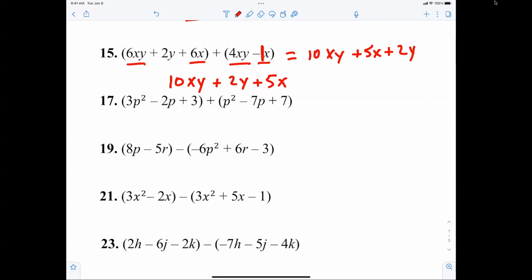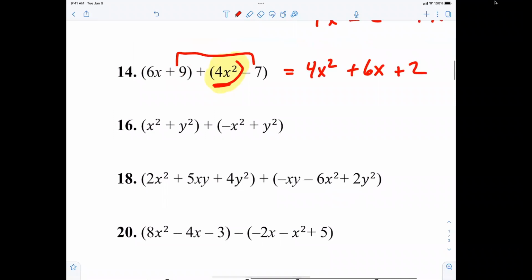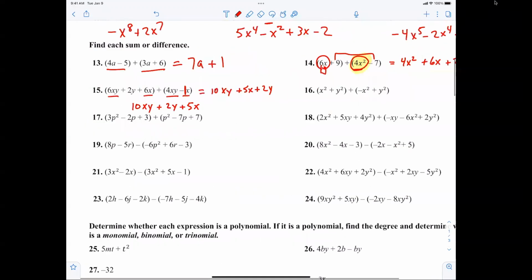So for reference number 14, you can't add this 6x plus 4x squared, right. They're completely different. An x is completely different than x squared. The number in front tells you how many of those things you have. So right here, I have 4 x squareds. That has nothing to do with 6x. I have 6 x's. X is completely different. It's like a y and an x. You can't add them together. They must be exactly the same in order to add them.